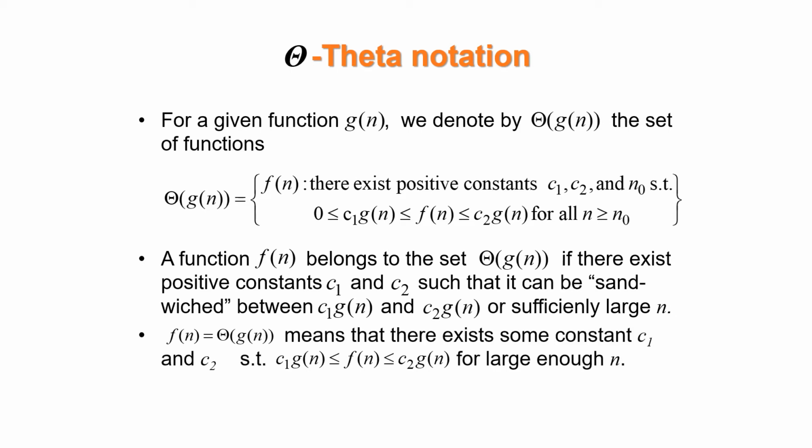f of n equals theta of g of n means that there exist some constants c1 and c2 such that c1 g of n is less than or equal to f of n, which is less than or equal to c2 g of n, for large enough n. f of n lies between c1 g of n and c2 g of n. Three notations: O notation, omega notation, theta notation.